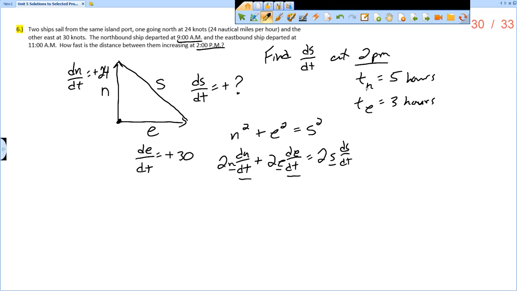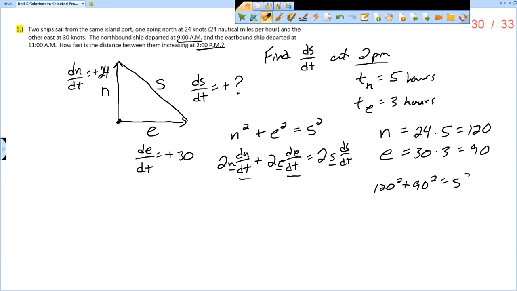Well, if you were traveling 24 nautical miles per hour for 5 hours, you can figure out that N is going to be 24 nautical miles per hour times 5 hours. That is going to get you 120 nautical miles. So N is 120. What about E? Well, you were traveling 30 nautical miles per hour for 3 hours, so you have traveled 90 nautical miles. Now, if N and E are 120 and 90, you can say 120 squared plus 90 squared equals S squared.